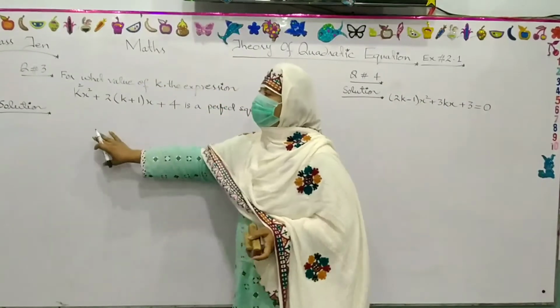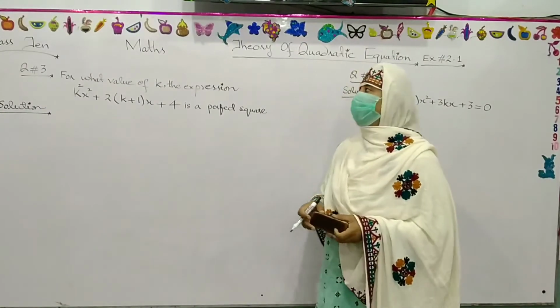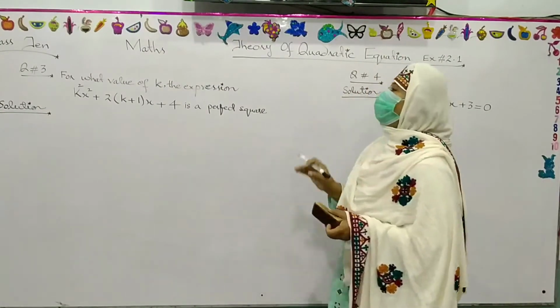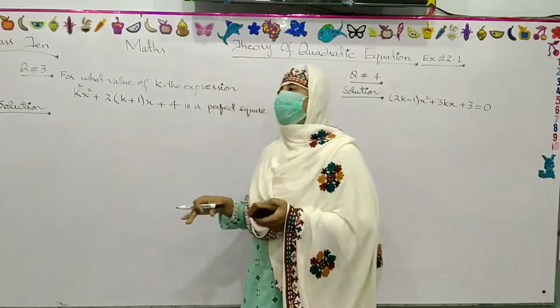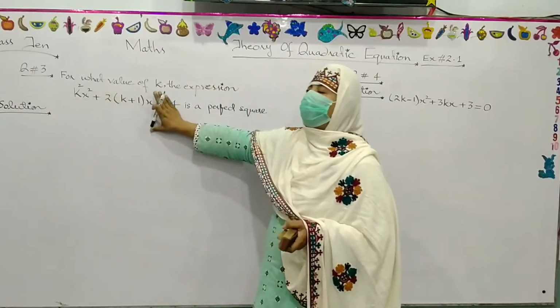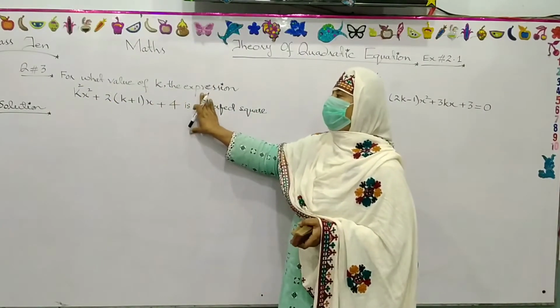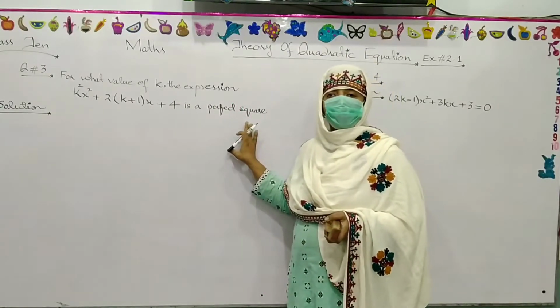Okay students, we have done first and second question of exercise 2.1 and now we will do question number 3. In question number 3, what is our statement? For what value of k is the expression a perfect square?